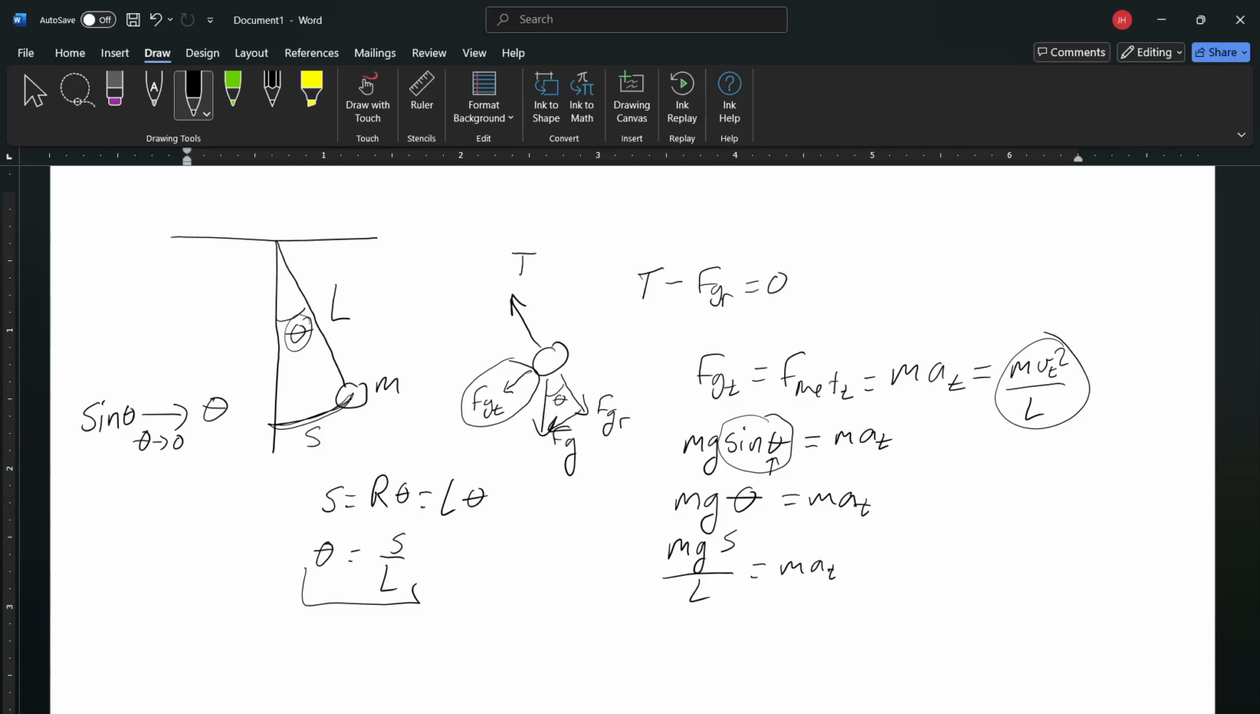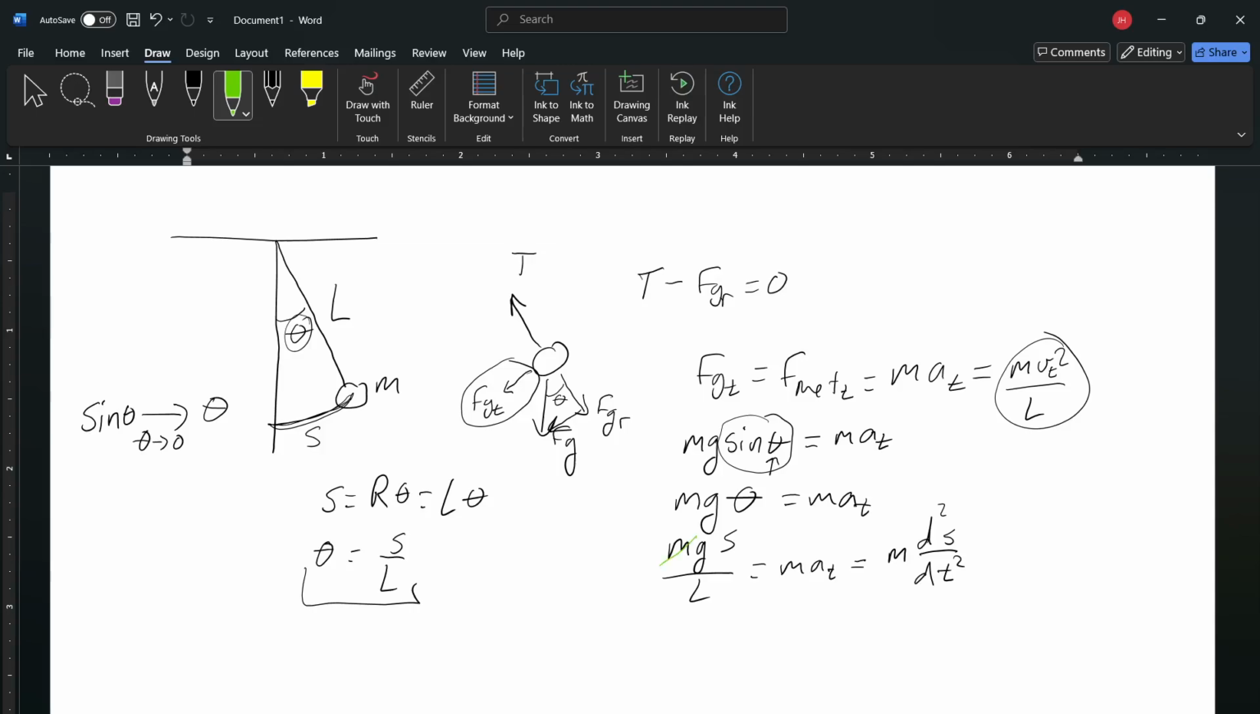Now I'm going to do something here that is a little bit of a calculus thing. So MAT, that's the same thing as MDS squared, or d squared S dt squared. It's the second derivative of the arc length, or in other words, velocity is the rate of change of the arc length. Acceleration is the rate of change of the velocity, so that means acceleration is the second rate of change of arc length. Okay, so now that we've got that, well, I can do a couple things.